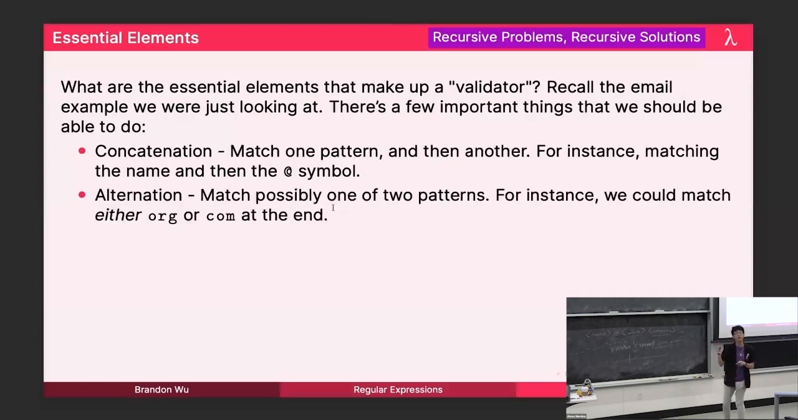Alternation, which means I want one of two things. I want to be able to match either .org or .com. One of those needs to be true. I don't care which. So one of either.